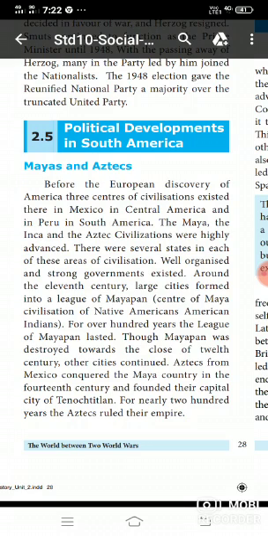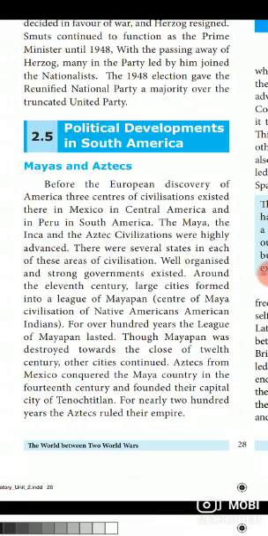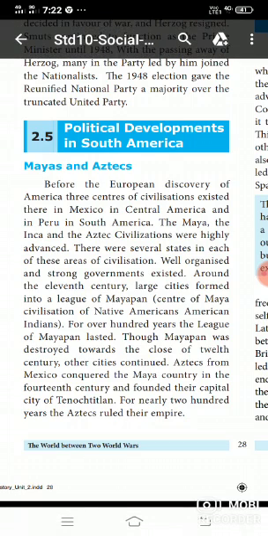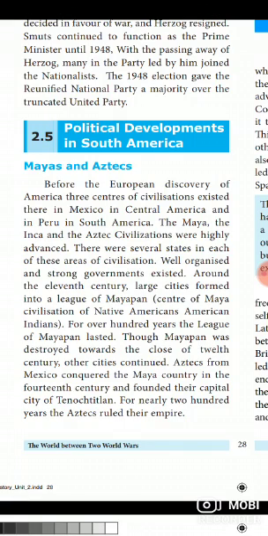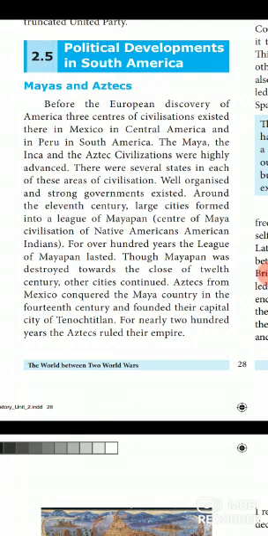Last one, South Africa during World War II and its aftermath. When World War II broke out, the United Party split on the issue of South African support for Britain in the war against Germany. The 1948 election gave the reunified National Party a majority over the truncated United Party. Truncated means disfigured. Now we are seeing political development in South Africa.